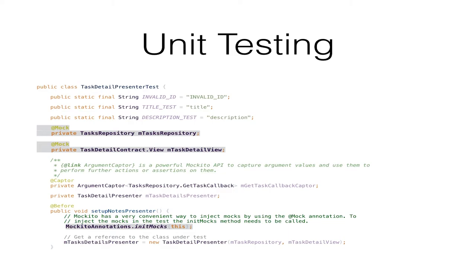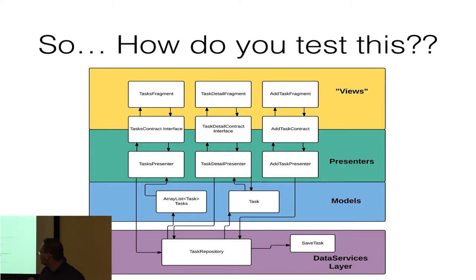So in this particular case, you are mocking the view interface part, and are you also mocking the model as well? I'm mocking the repository, which has one layer below it, the model. Okay. Because the test here is like get task callback. If I mock my whole repository and say give me a task, I don't have to look up in a database what the exact task is. And then you just use the real model. You don't mock the model. I don't mock the model.